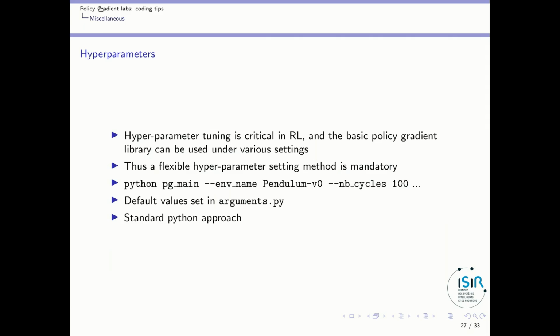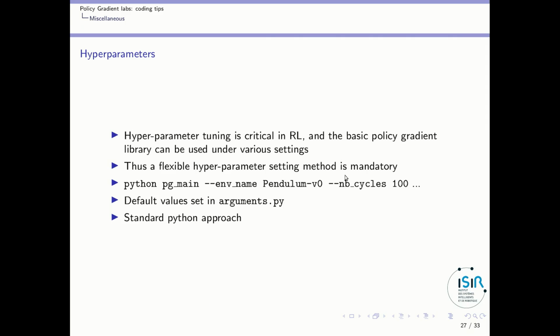So that's the last part about various things. So first thing is about hyperparameters. One point is that hyperparameter tuning is critical in reinforcement learning, so it's a good idea to have code specific for that. And the idea is that these basic policy gradient labs can be used under various settings. So the setting is put somewhere in a specific place so that you can change it easily. You need a flexible hyperparameter setting method, and this is what you will see on the next slide.